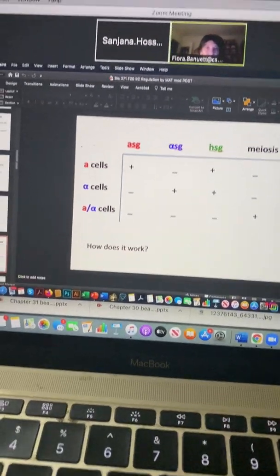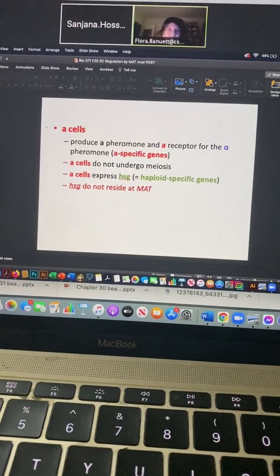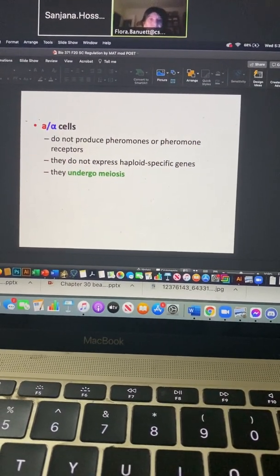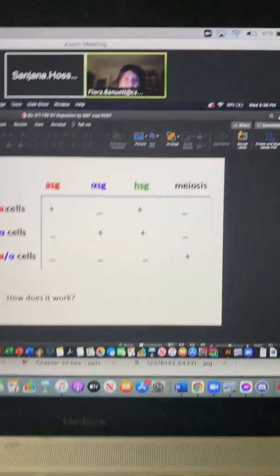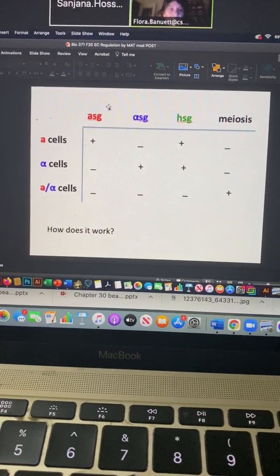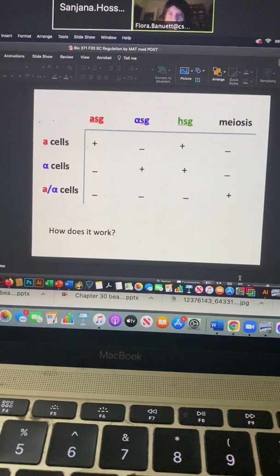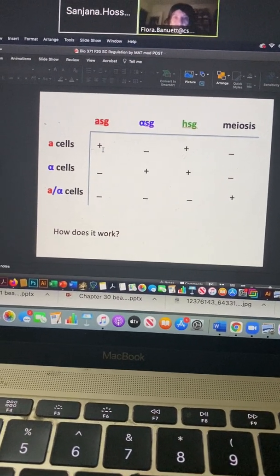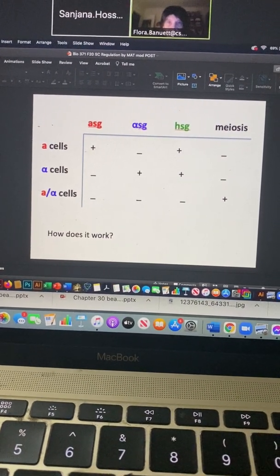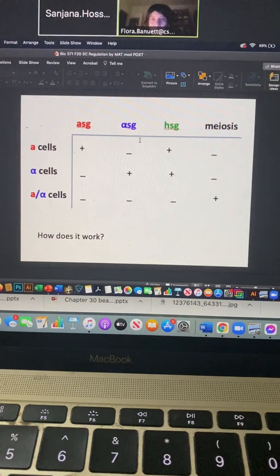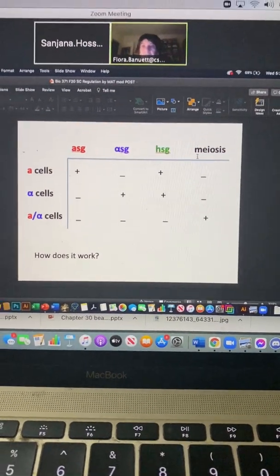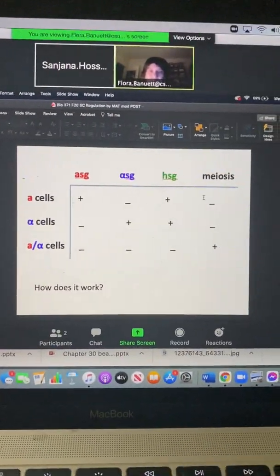I said here in these slides where this is explained. So rather than saying it in words, I do it in a table. It means that A cells express A specific genes, which are marked here with a plus. They do not express alpha specific genes, even though they have them, and they express haploid specific genes. And they cannot undergo meiosis.